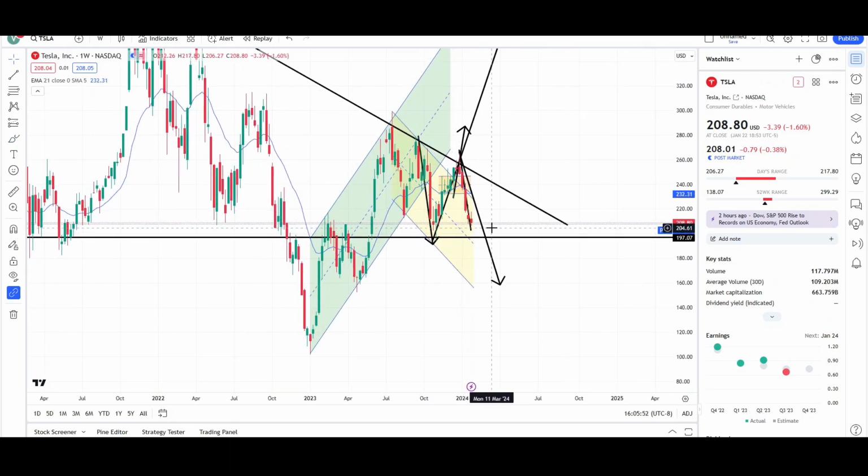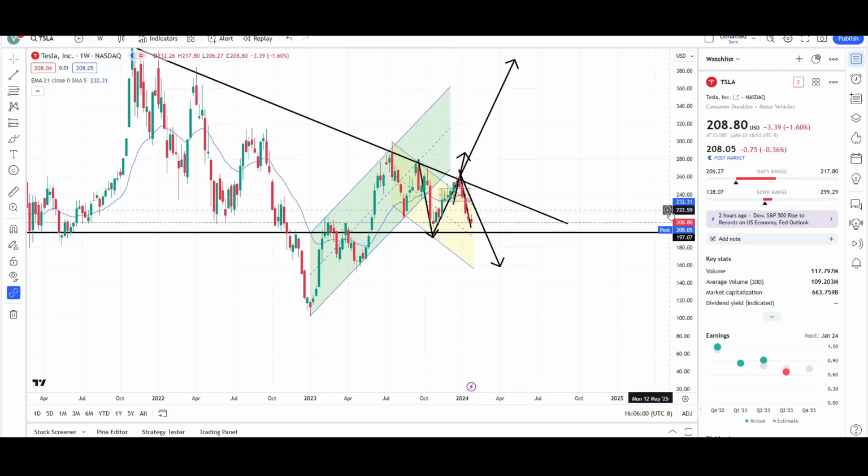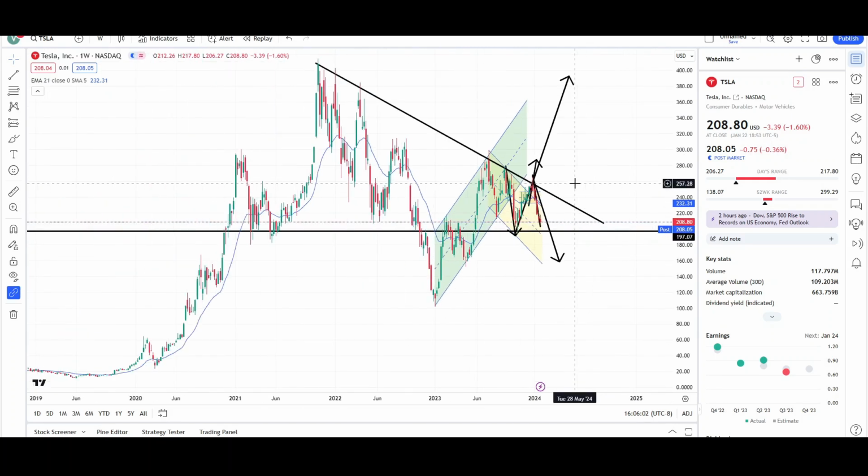And the bears are definitely stronger than the bulls. There's a bearish imbalance going on, and it looks like they may be able to succeed and reach their target towards the 160 level.